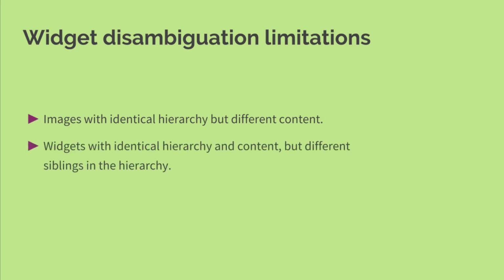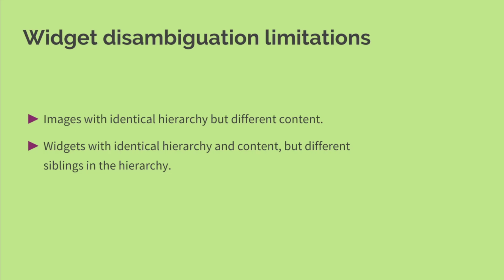Despite the strategies implemented to mitigate the problem of widget ambiguity, some cases might not be possible to disambiguate. For example, images with identical hierarchy but different content. This can happen, for example, if two different images are side by side. In this case, it is not possible to build a view matcher that distinguishes both by the content. Also, widgets with identical hierarchy and content but different siblings in the hierarchy.